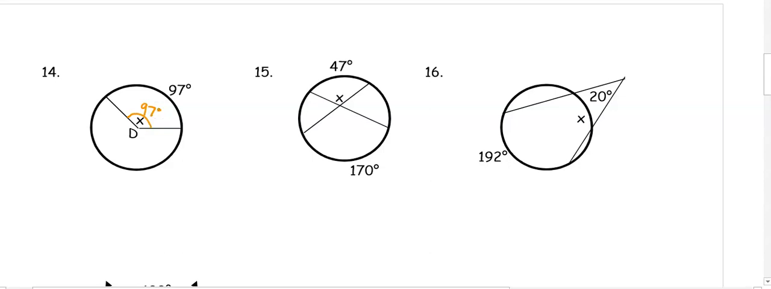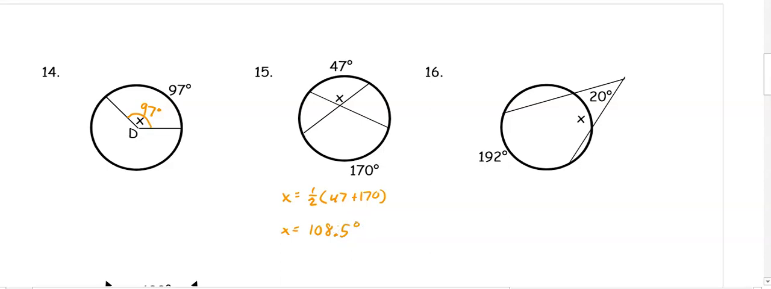In 15, x is not at the center of the circle, so we have to add the arcs and divide by 2. So x is equal to 1/2 of 47 plus 170. So we add those together and divide by 2. We get x equals 108.5 degrees.